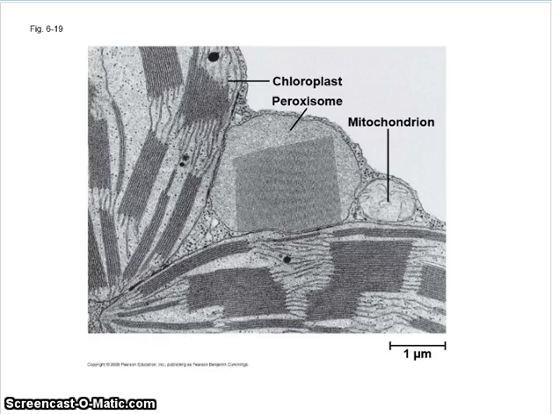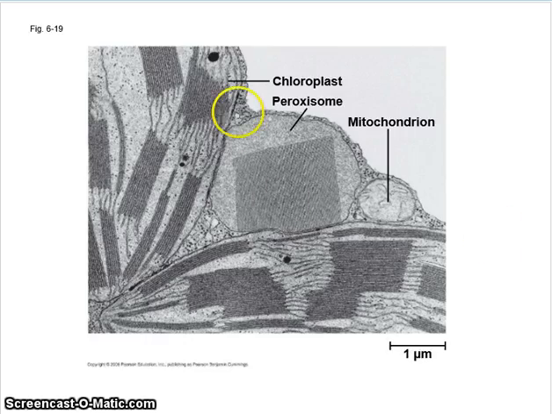Here's a picture of a peroxisome. Again, it kind of looks like a lysosome because it's a vacuole type looking thing, or a vesicle type looking thing.